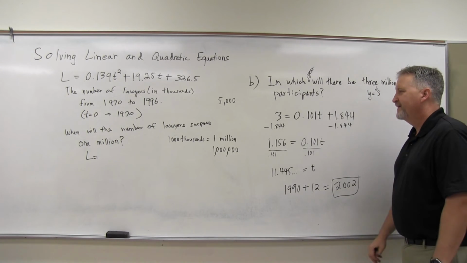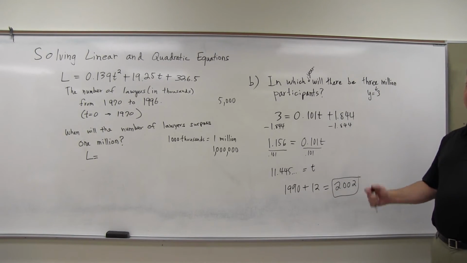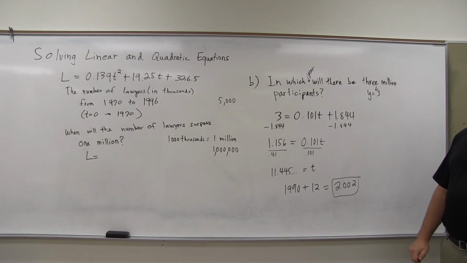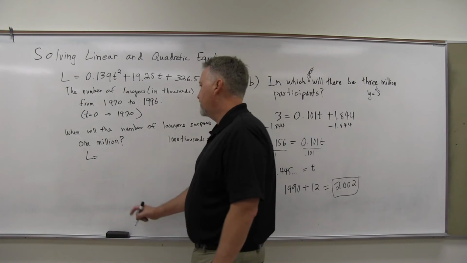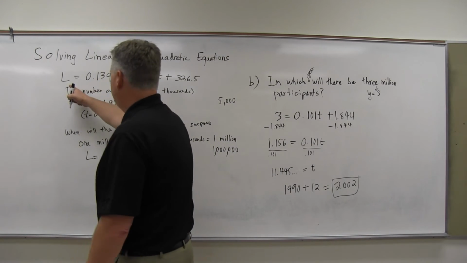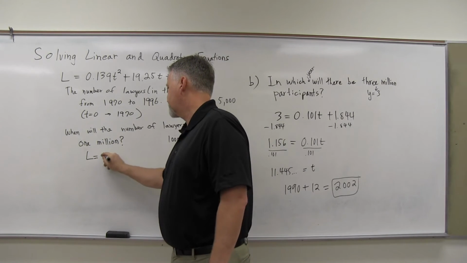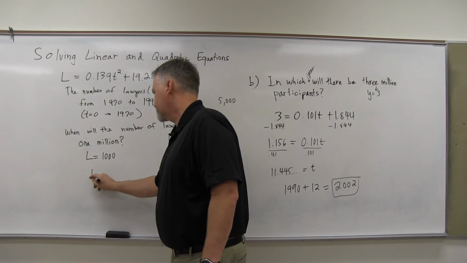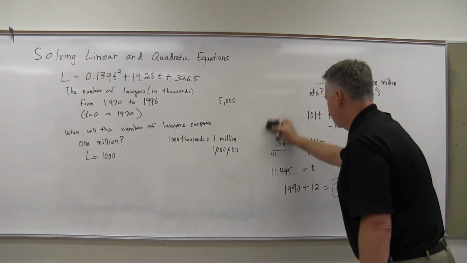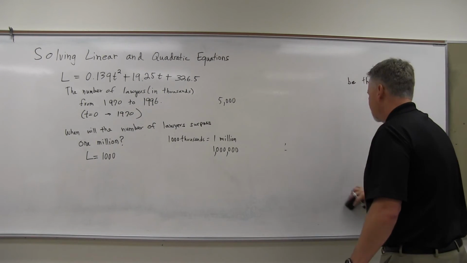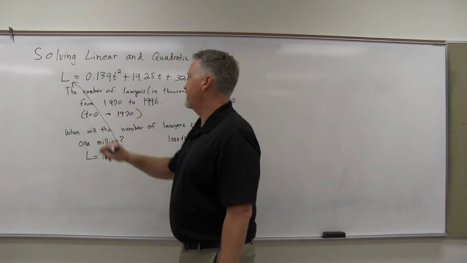All right, so that's a little tricky. I mention that because it may happen in one of the problems. So we don't put 1 million for L because L is in thousands. 1 million is 1,000 thousands, so L is 1,000. Let's move over here because we'll need more space. So L is 1,000.